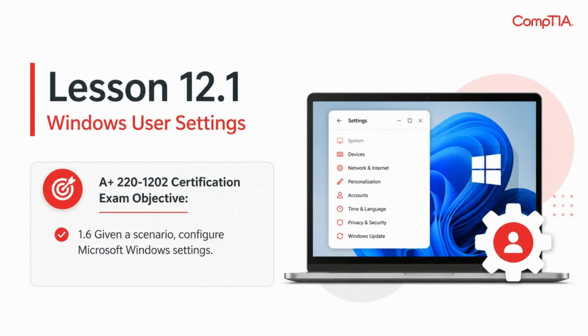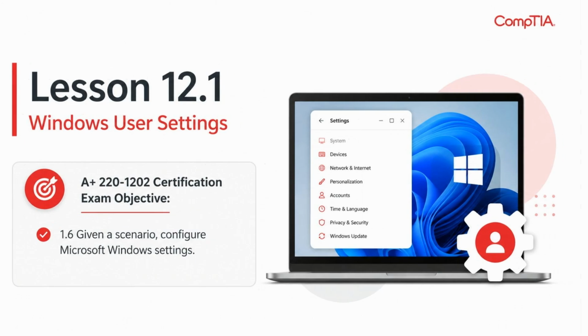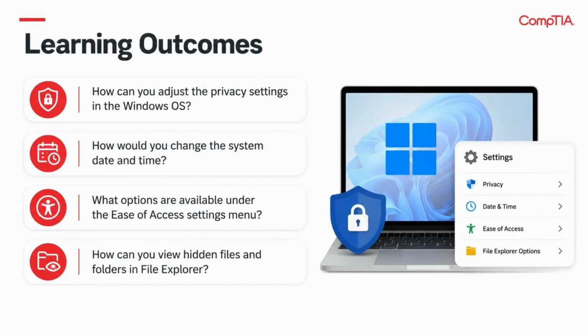Lesson 12.1 focuses on Windows user settings. This content corresponds to A plus 2201-202, Objective 1.6, which covers the configuration of Microsoft Windows settings. In this lesson, we will learn how to adjust privacy settings, change the system date and time, manage ease of access options, and view hidden files and folders in File Explorer.